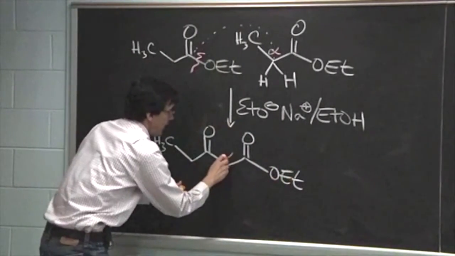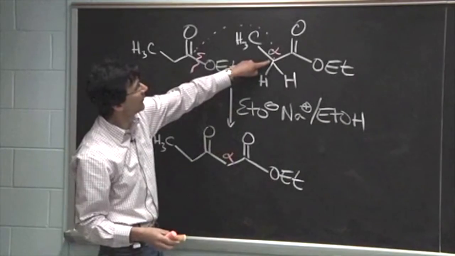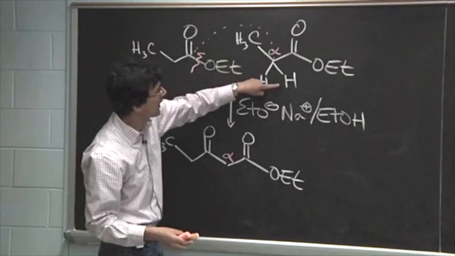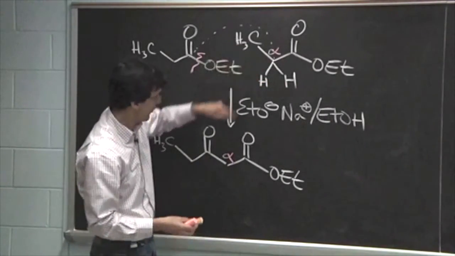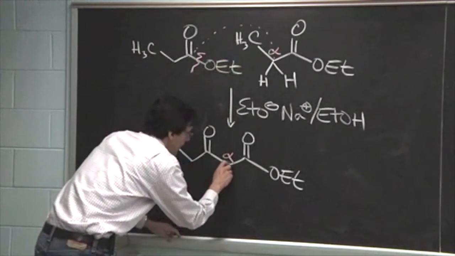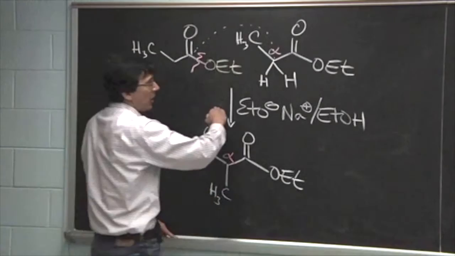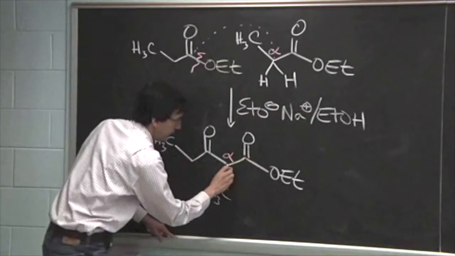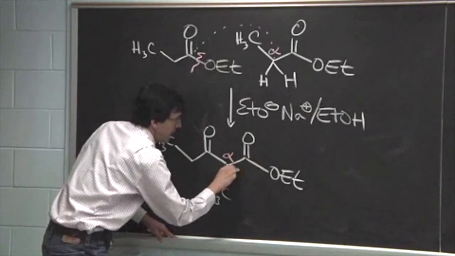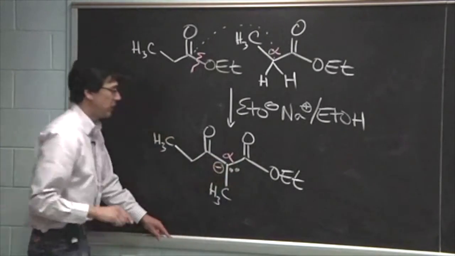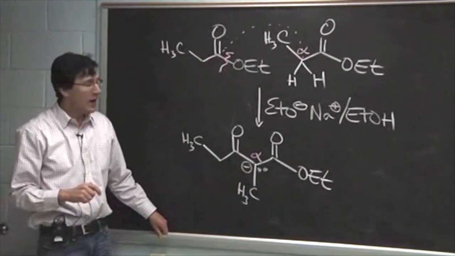Here's the alpha carbon. Let's keep track of what's attached to the alpha carbon. We started out with these 2 hydrogens and a methyl. We still have the methyl group. There it is. And then recall, under these reaction conditions, I'm not working through the mechanism here, but you should be sure that you could write the mechanism if you had to.